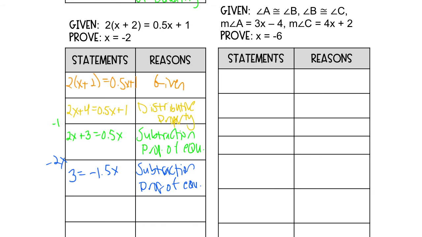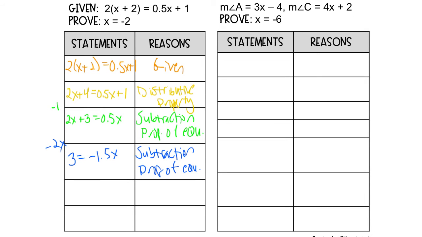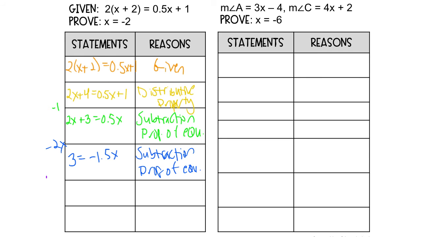Then we want to, I'm going to scoot this up just a bit. We want to divide both sides by negative 1.5. And that will give us negative 2 equals x. That's the division property of equality.